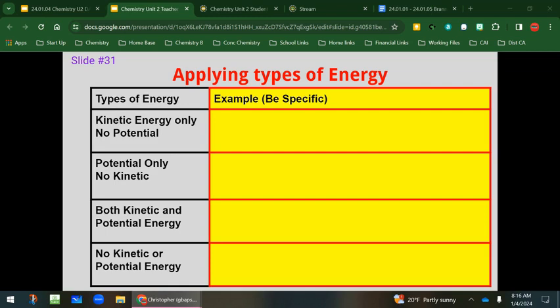The important thing we want to stress here: kinetic, moving. No kinetic, not moving. Again, for potential there are three ways of doing it, but the easiest way that we normally think of is height. Okay? All right.